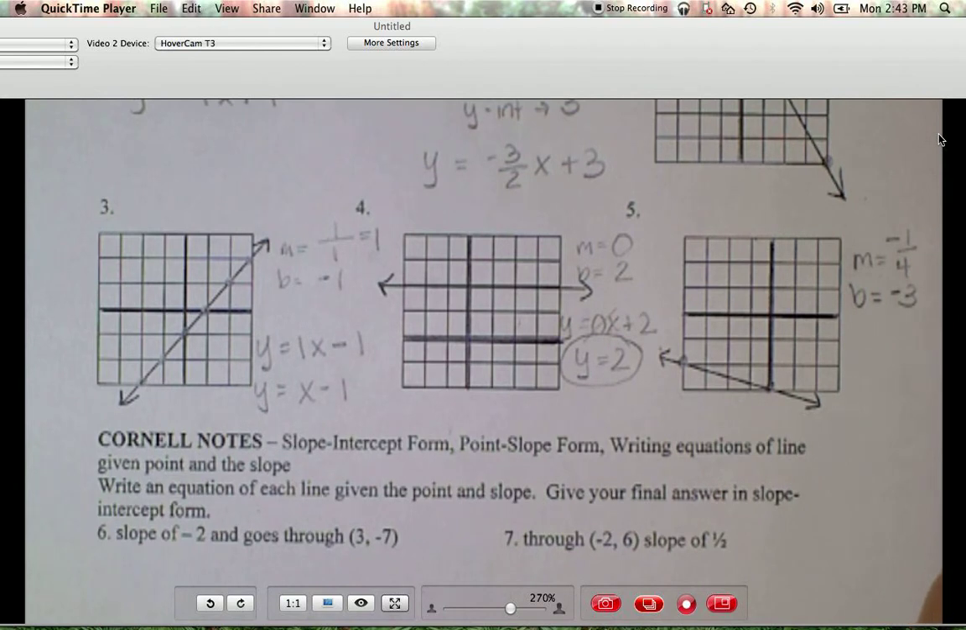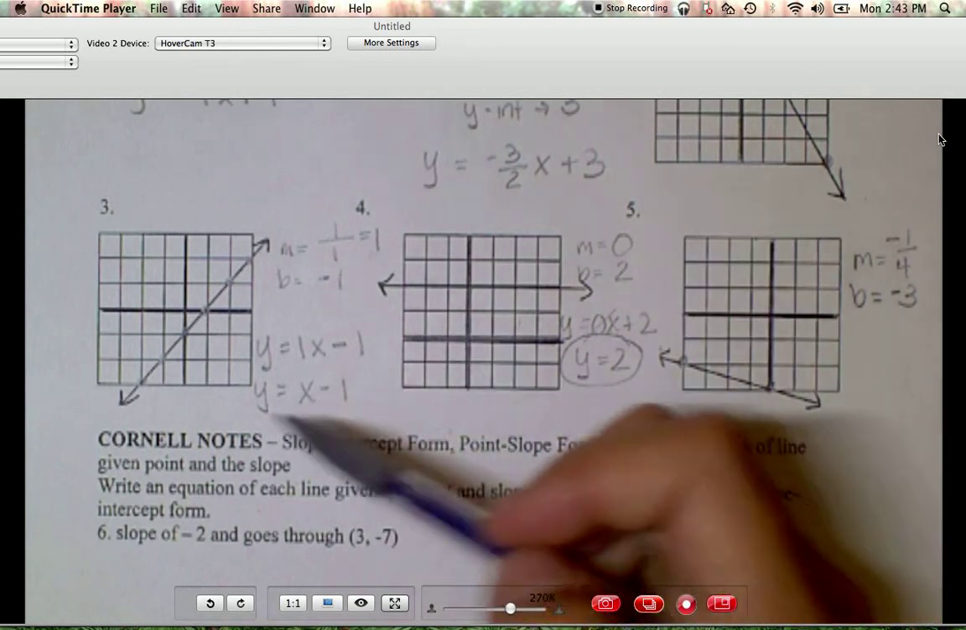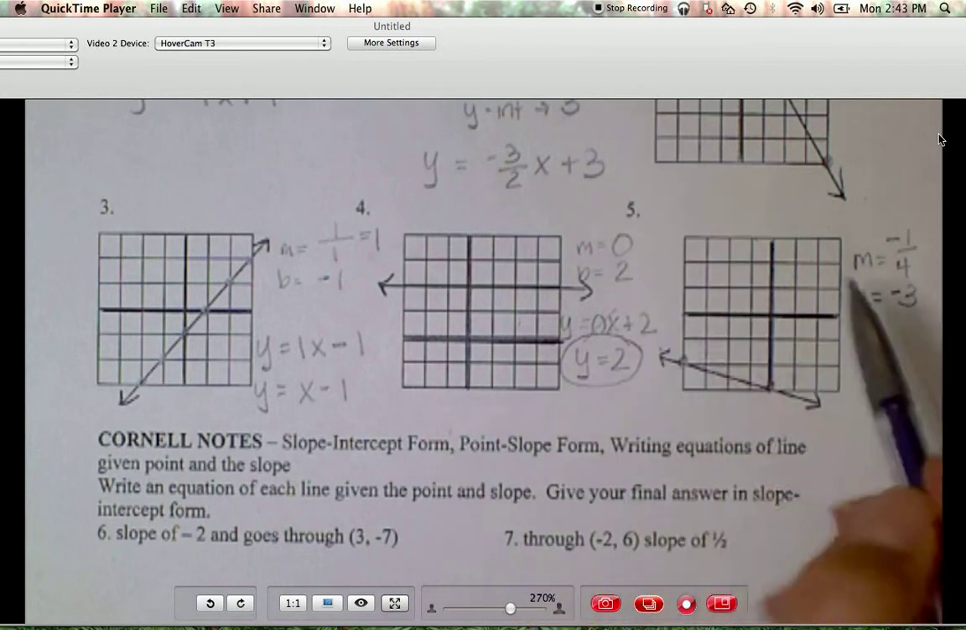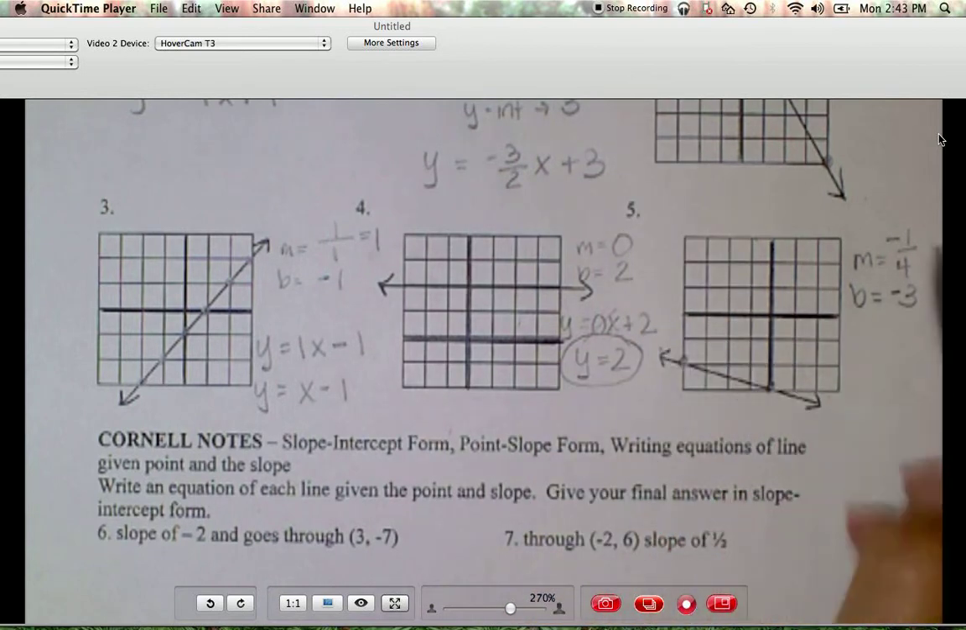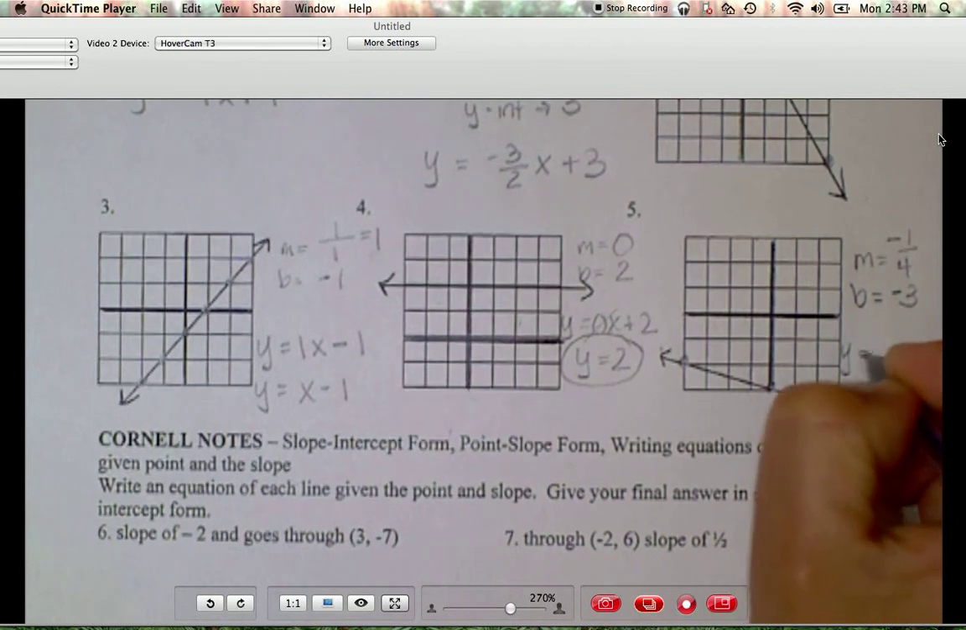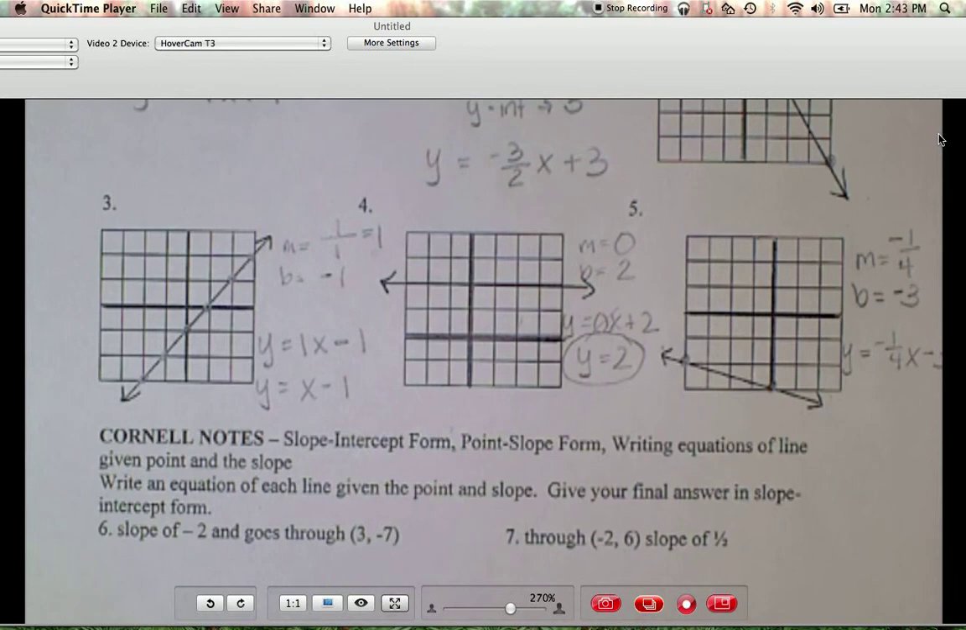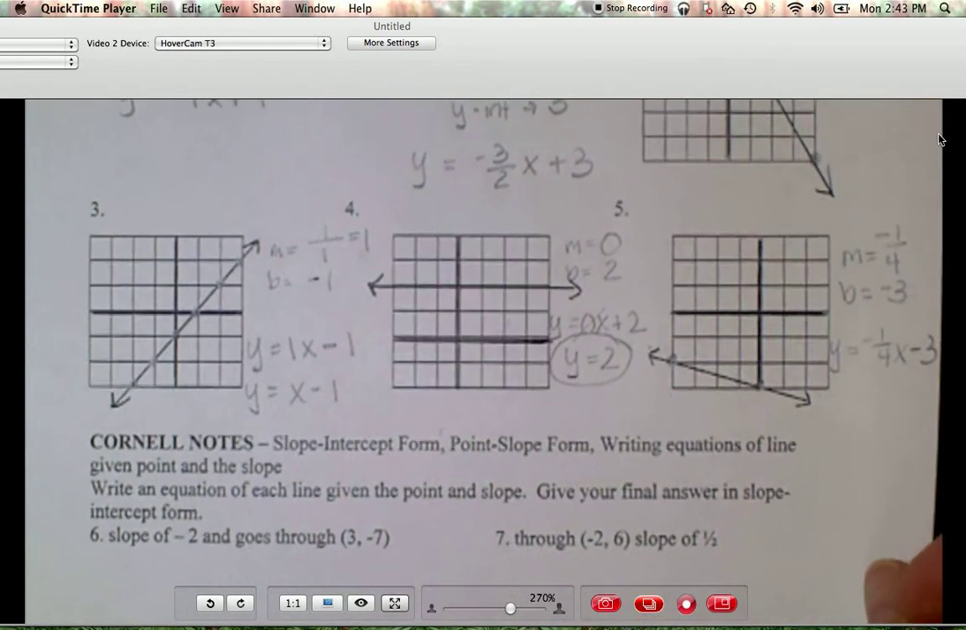Now keep in mind, you can double check your slope, at least the sign of your slope. If you're driving uphill, that should be a positive slope, +1. If you're driving downhill, that should be a negative slope, -1/4. And then we can put this into the equation. y equals -1/4 x minus 3. Oops, went off the edge there.